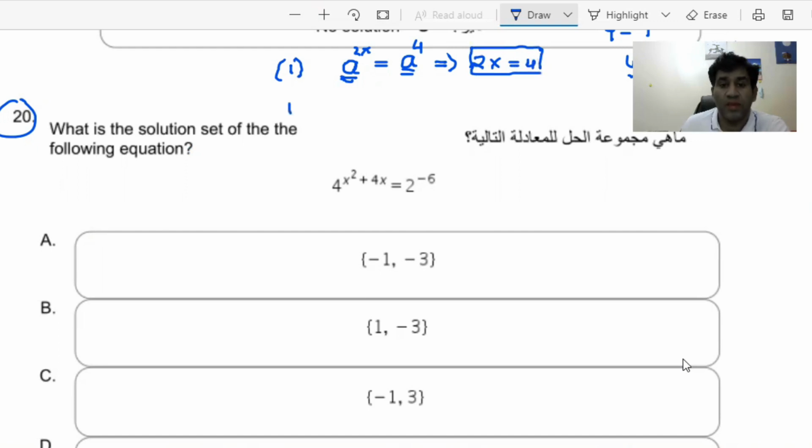And the other rule here is a to the power m, and to its power n. Whenever we have a power of a power, instead of adding those powers, we need to multiply them. This can be written as a to the power m times n, right? So we have to multiply the powers. That's the rule we're going to follow.